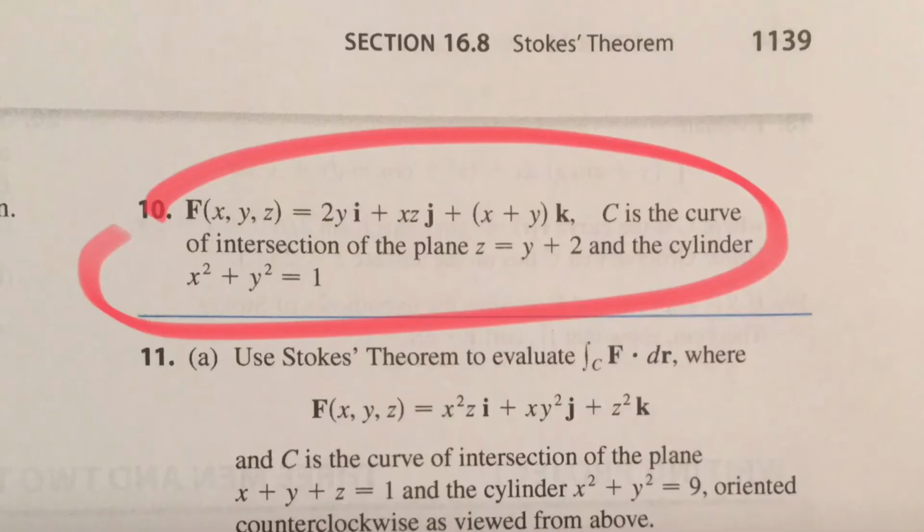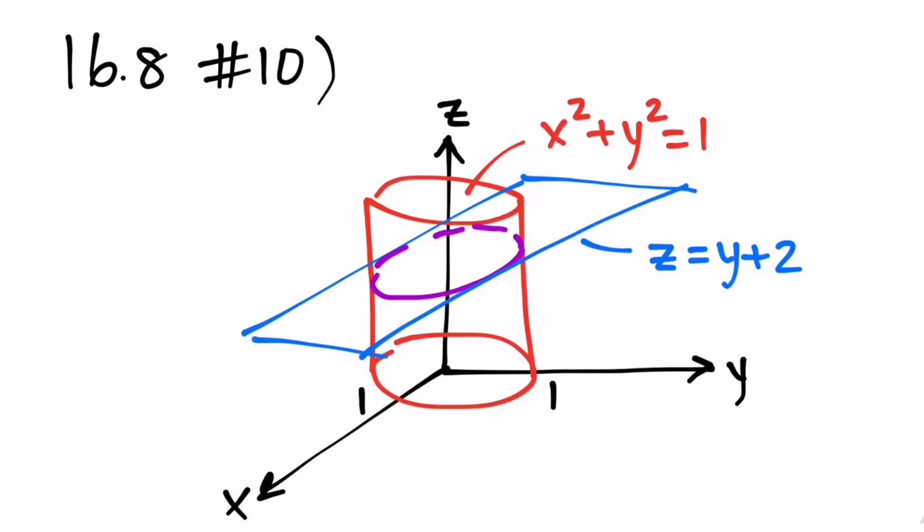So problem 10 gives us vector f, and a curve C, which is formed from the intersection of a plane and a cylinder, both of which are given. And the larger problem here is we're asked to use Stokes' theorem to evaluate the line integral over C of vector f dot dr. And it's also given to us that C is oriented counterclockwise as viewed from above. So this is what it looks like visually. It's a plane going through a cylinder, forms this oval here, and then we can see C as the boundary going counterclockwise around here, and then S being the oval that was formed.